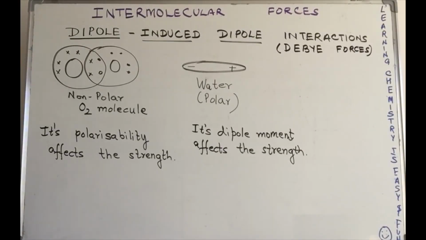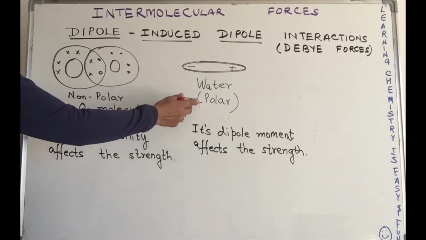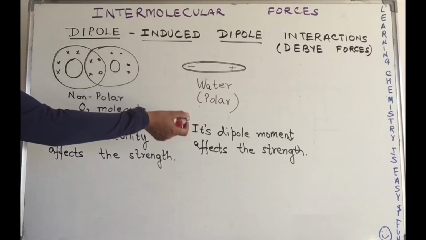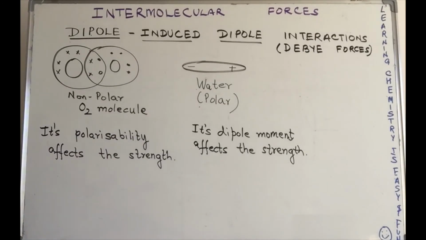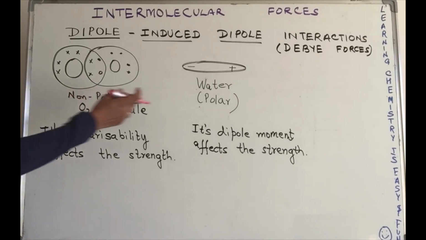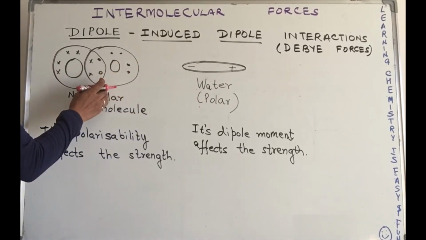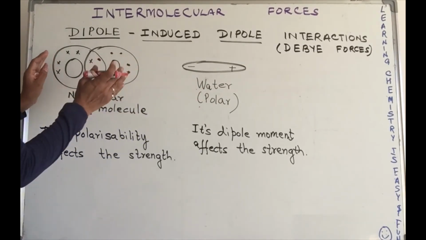Dipole-induced dipole interactions, also called Debye forces, is what we are doing next. Do you think I need to explain? Because the name itself speaks. Dipole means we have a molecule which has a permanent dipole, and the simplest example that we are taking up here is water. We have already discussed how water, because of its V shape, has a permanent dipole moment. Now what happens is water comes next to a molecule which is otherwise neutral, relaxed.